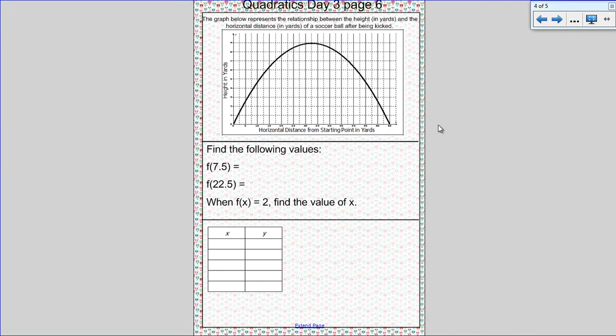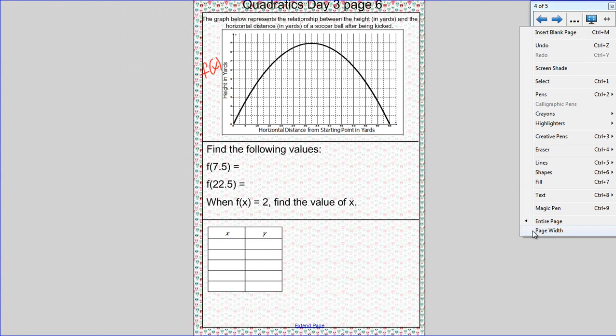And so we're going to answer some questions. The first question says, find f of 7.5. Well, remember, from way back when, f of x is the same thing as y. And so when they tell you f of 7.5, they're saying x is 7.5. So let me change my screen again here.